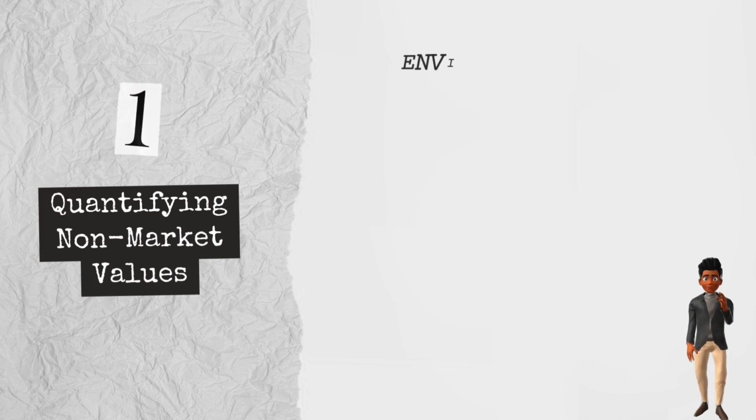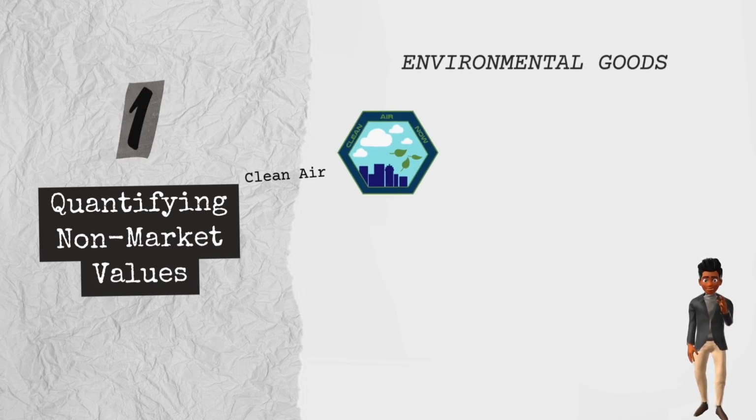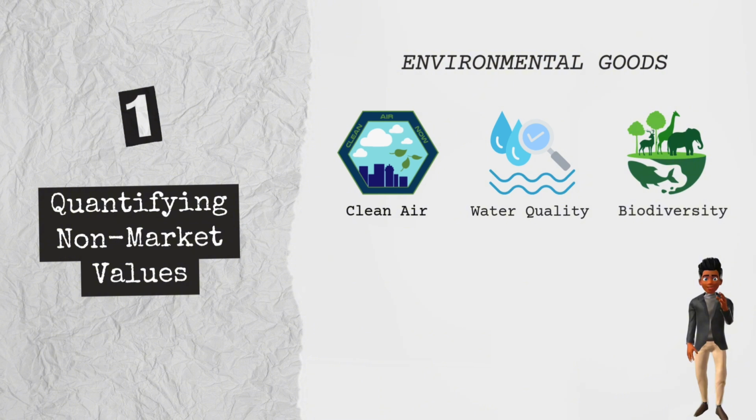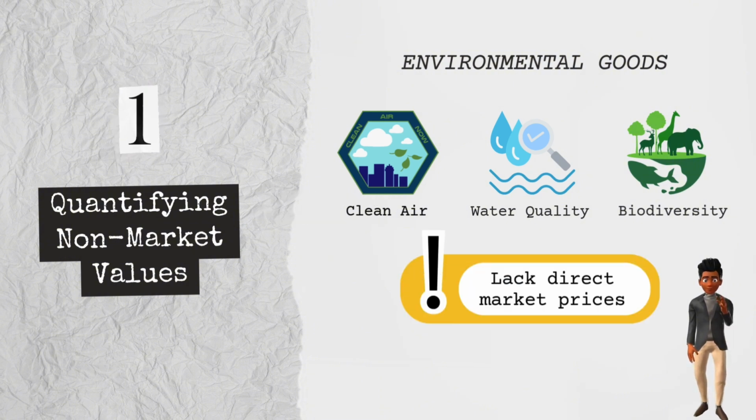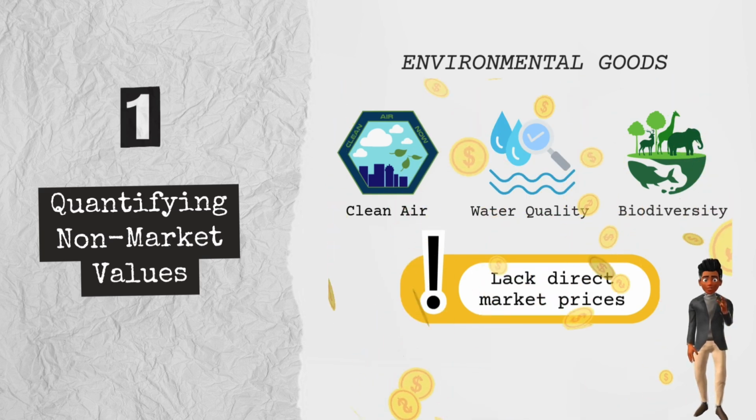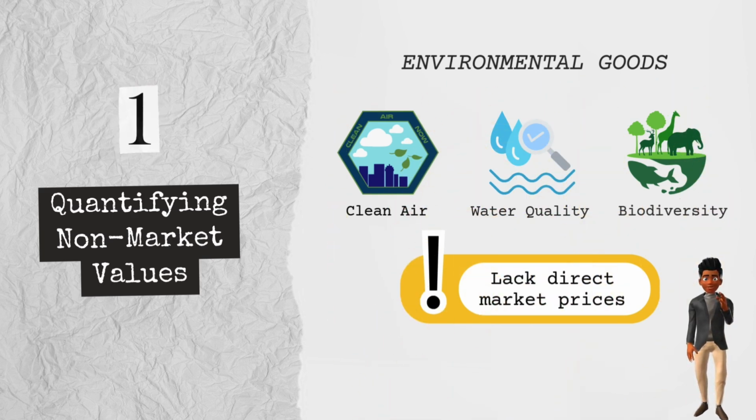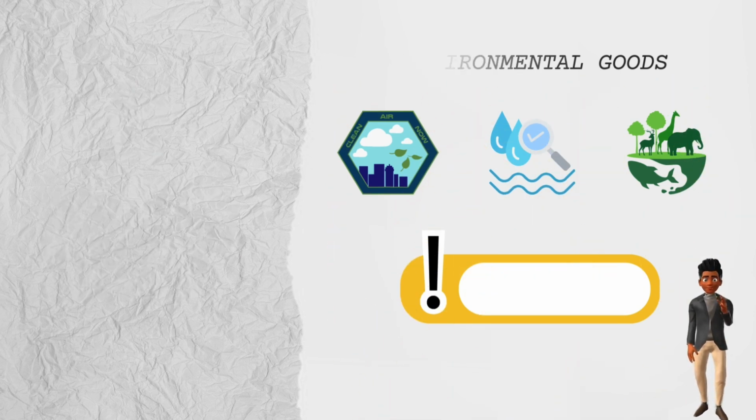First key importance is quantifying non-market values. Many environmental goods, such as clean air, water quality, and biodiversity, lack direct market prices. Benefit transfer helps estimate their economic value, ensuring these critical non-market benefits are included in analyses and decision-making processes.